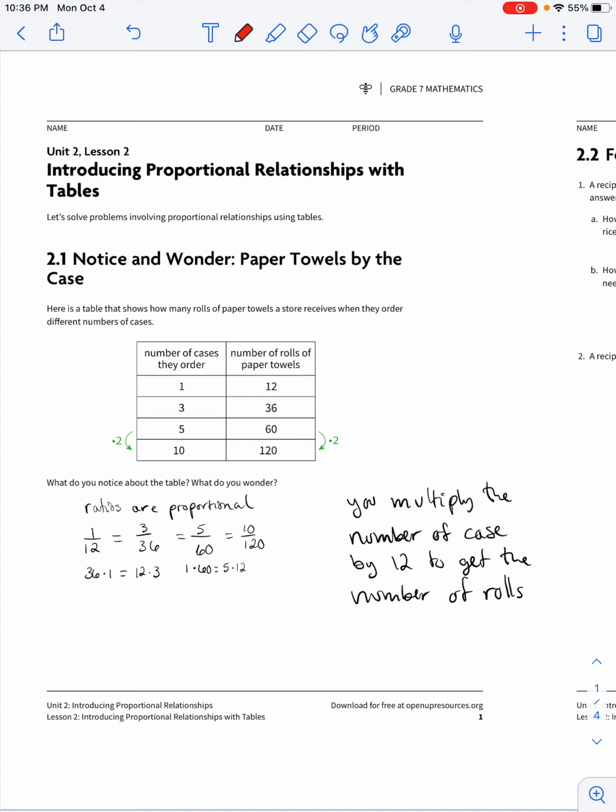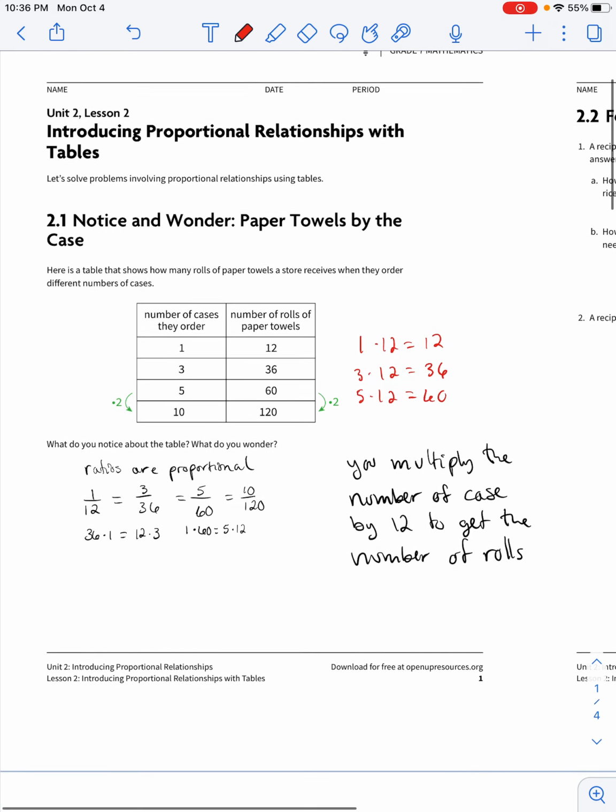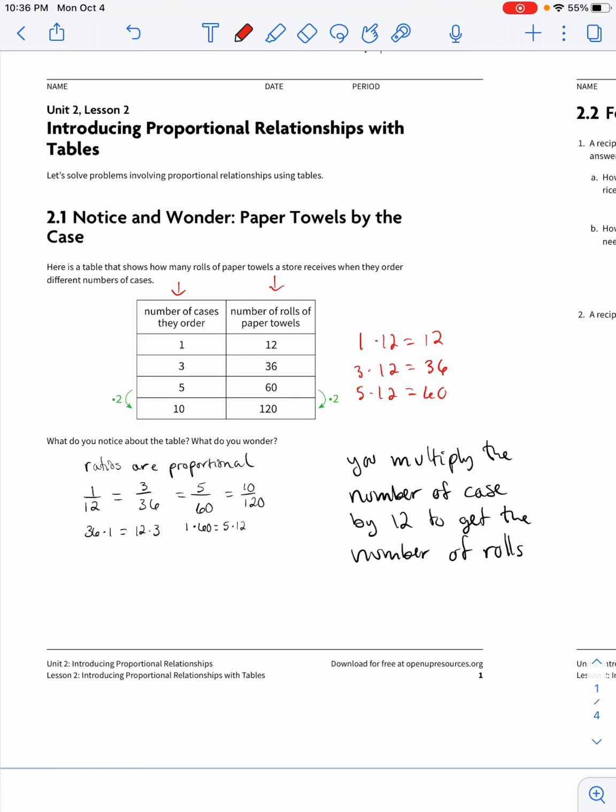Okay, so there's a constant number that we keep multiplying the number of cases by to get the number of rolls that would be in each case. And that would be 12, right? 1 times 12 equals 12. 3 times 12 equals 36. 5 times 12 equals 60. That's what you keep multiplying by to get your number of rolls in a case. That 12 is also called the constant of proportionality. It's the number you multiply the first column by to get the answer in your second column.